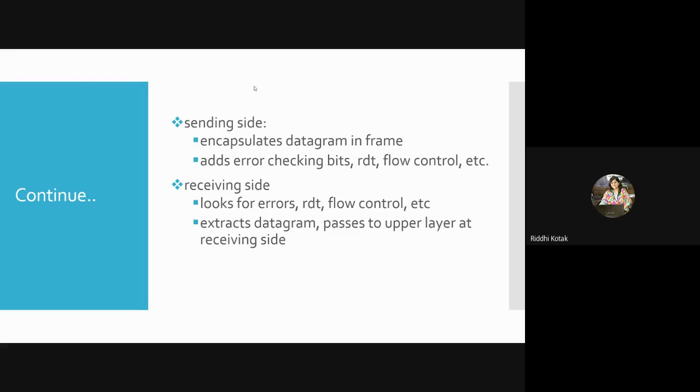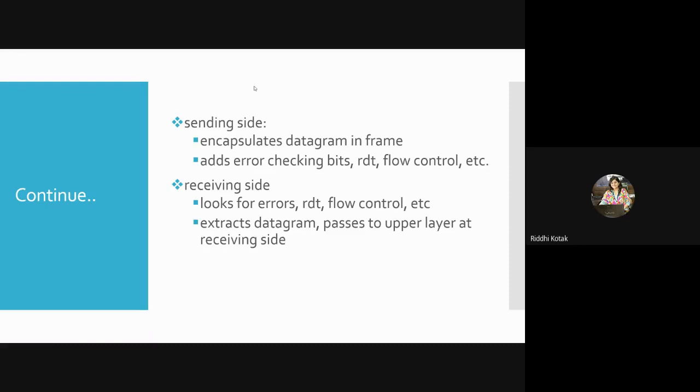So what kind of functionalities will be done at the sender side? It will add the error checking bits. Today we will discuss one method, checksum, and how to calculate the checksum. We will see this with an example. So error checking bits will be added, RDT bits will be added, then flow control mechanisms will be there.